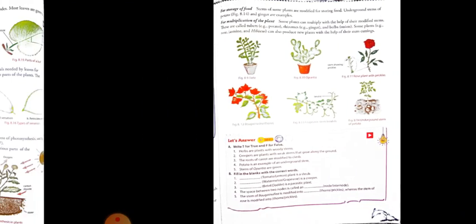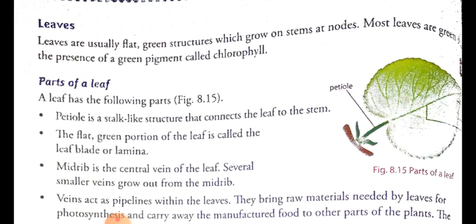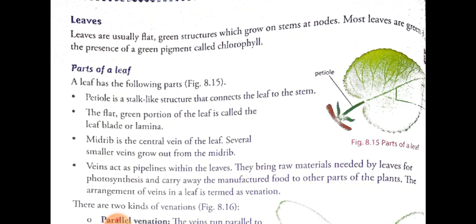Now today we will see another part of a plant, that is the leaf. So what is a leaf? Leaves are usually flat green structures which grow on stems at nodes. Already you know what a node is. A node is the part of the stem from where a new leaf develops. So leaves are usually flat green structures which grow on the stems at nodes.